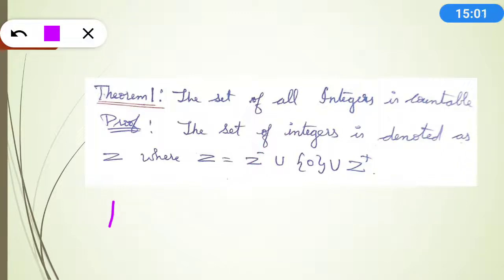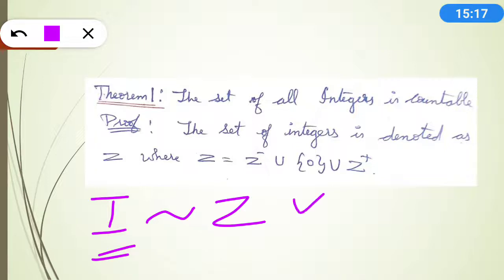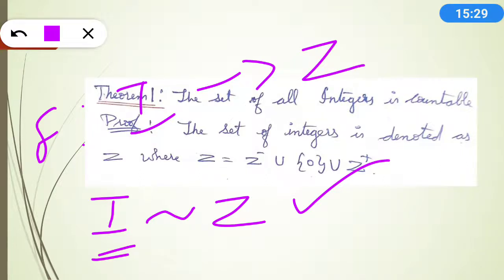Countable set. So I have to prove that there exists a tilde, meaning what? 1 to 1 and onto. So I have to prove that there is a function f from I to Z and this function is 1 to 1 and onto. If I prove this, then I can very well say that the set of all integers is what? Countable. First, to prove that Z is countable, we have to show that f from I to Z is 1 to 1 and onto.